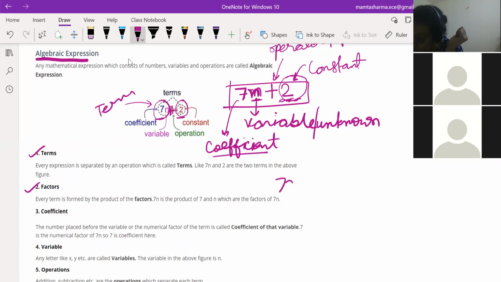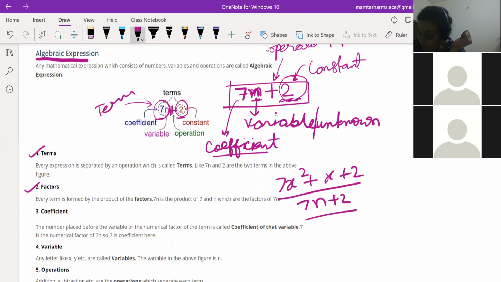If I write the expression 7x square plus x plus 2, there are 3 terms in this expression. In 7n plus 2, there are only 2 terms. In 7n, only 1 term. So a term is separated by an operation.